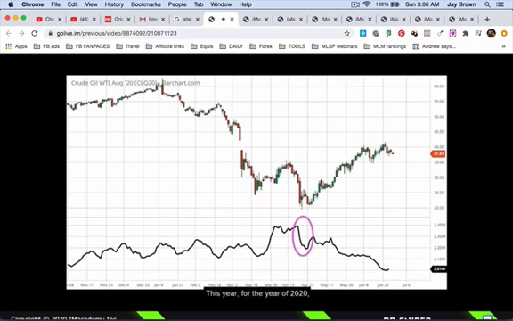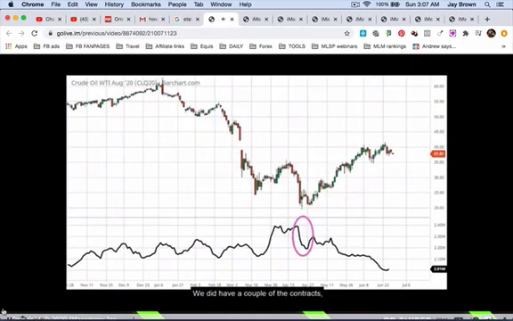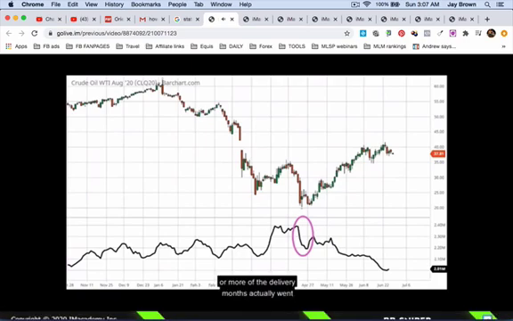This year, for the year of 2020, we were able to see something that we've never seen before in the crude oil markets. We did have one or more of the delivery months actually go into the negative pricing. Okay, so things were a little bit different this year.